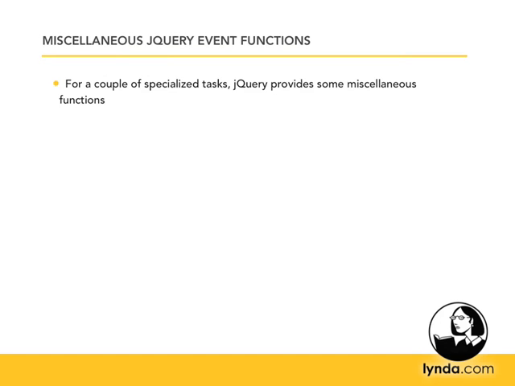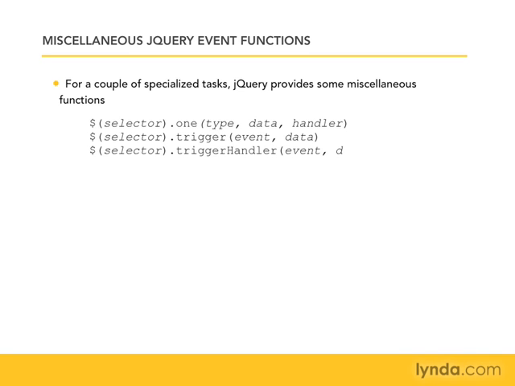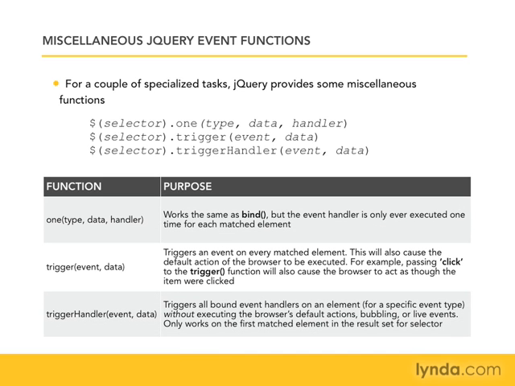The last series of event functions we're going to cover for jQuery are some miscellaneous event functions, and these are basically provided by jQuery to handle a couple of specialized tasks. Those functions are the one function and trigger handler. The one function pretty much works the same as bind. However, the event handler is only ever going to be executed once for each one of the matched elements that the event is bound to. And you call this function when you only want an event handler to happen once. So the event will be bound, and then once the event gets triggered, it will not be responded to again.